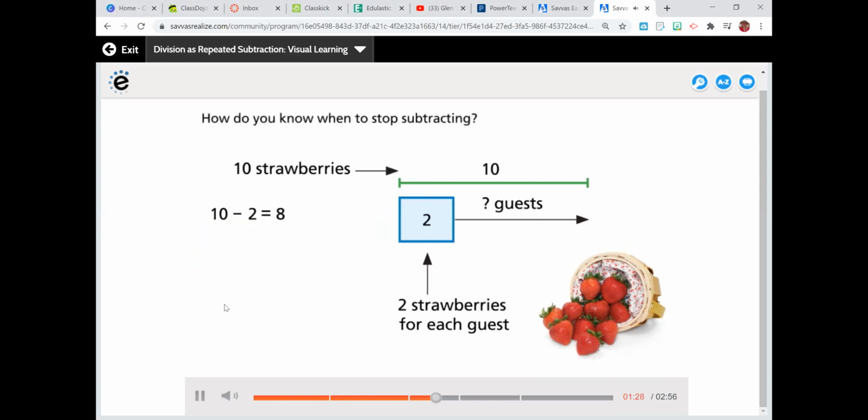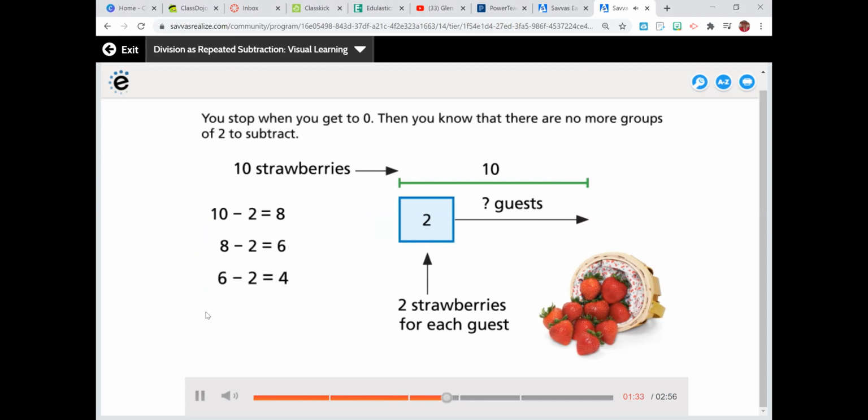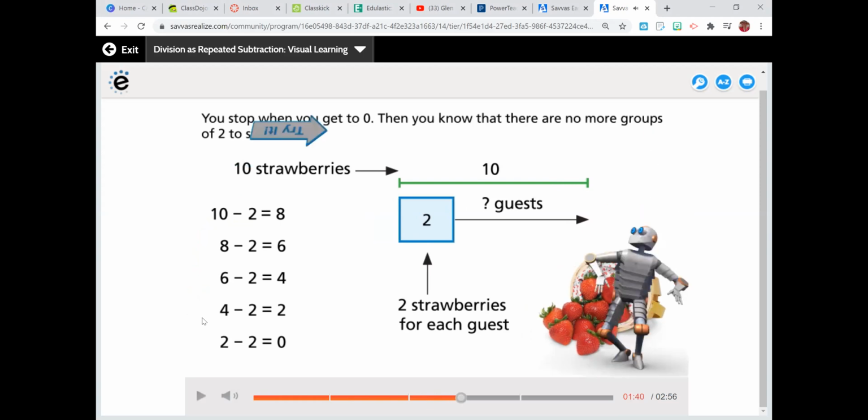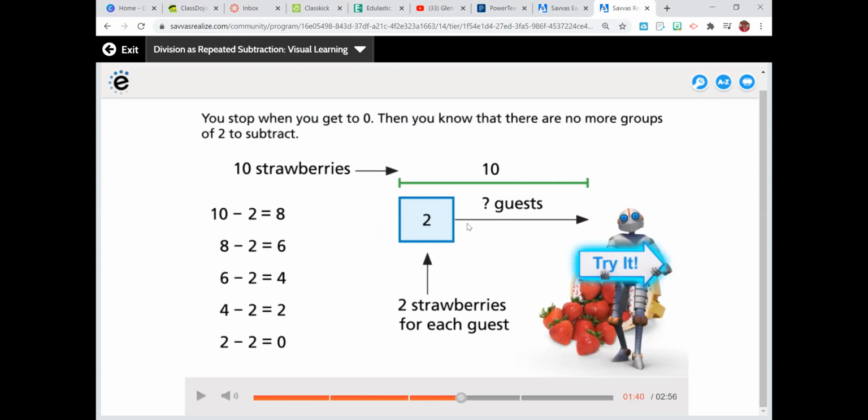How do you know when to stop subtracting? Think about what we did in our problem solving. When do you stop? When you run out of all of them. You stop when you get to 0. Then you know that there are no more groups of 2 to subtract. Let's go ahead and try it out.